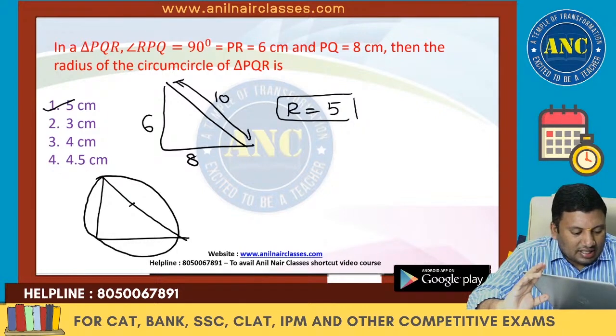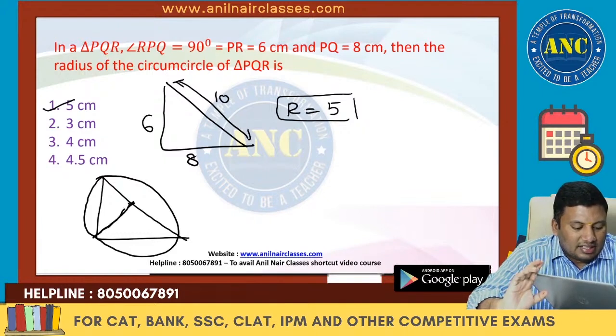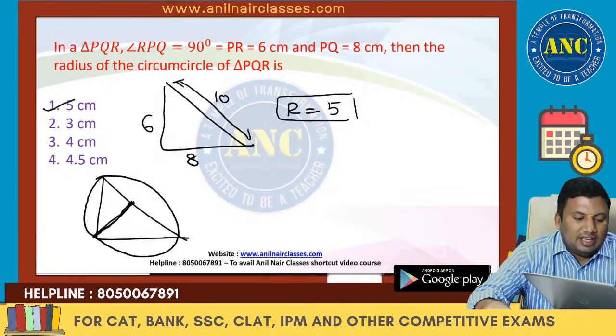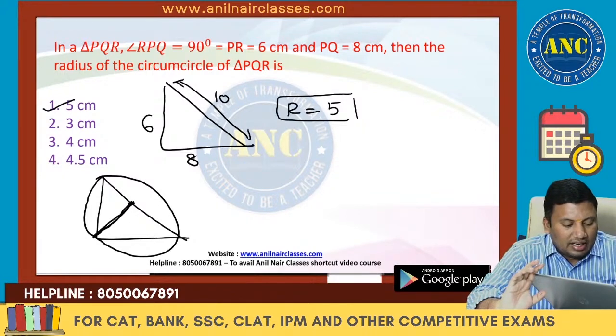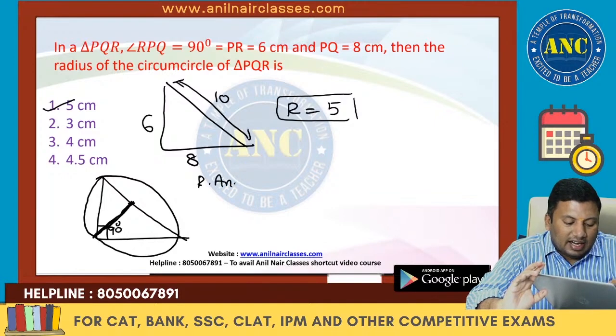If I draw the circle, this is the center, and this is nothing but the height. I hope it is clear. Now if you see here, this is the height and this angle is 90 degrees. This is a right angled triangle.